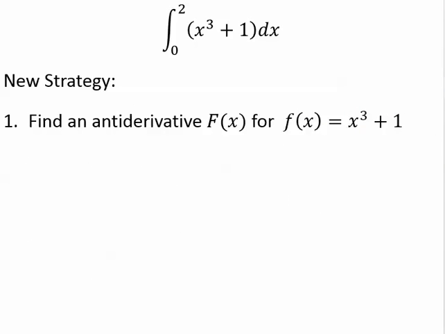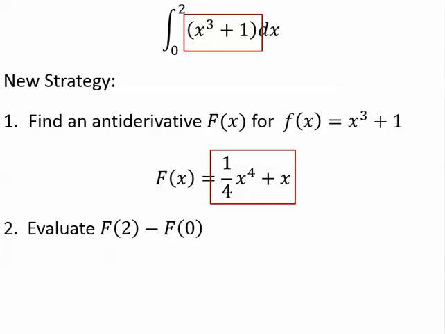You first find an antiderivative of the given function. Then you evaluate the antiderivative at the top number and at the bottom number. And then you find the difference. Notice that it's big F evaluated at the top number minus big F evaluated at the bottom number. So it's top minus bottom.